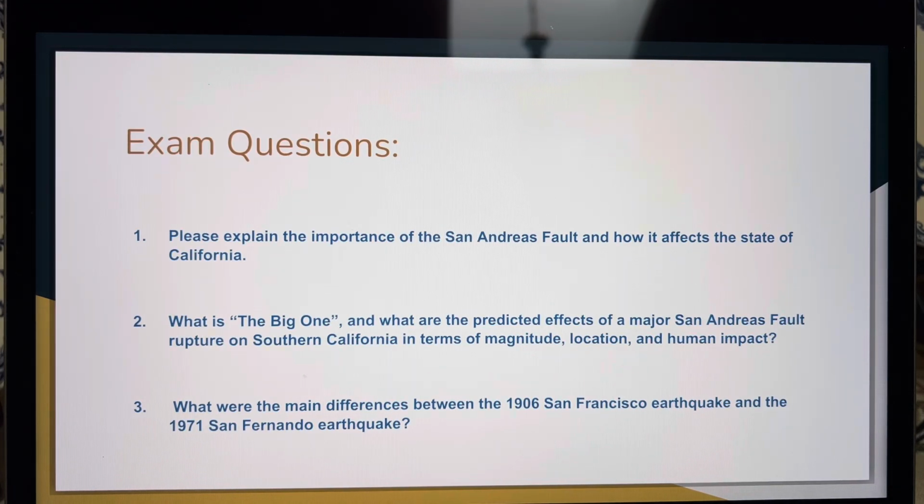The exam questions that I came up with were: number one, please explain the importance of the San Andreas fault and how it affects the state of California. Number two, what is the big one and what are the predicted effects of a major San Andreas fault rupture on Southern California in terms of magnitude, location, and human impact? Number three, what were the main differences between the 1906 San Francisco earthquake and the 1971 San Fernando earthquake?